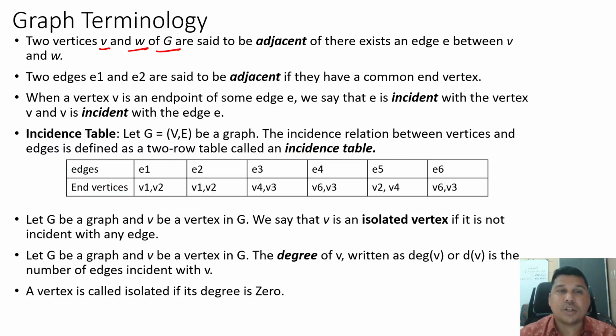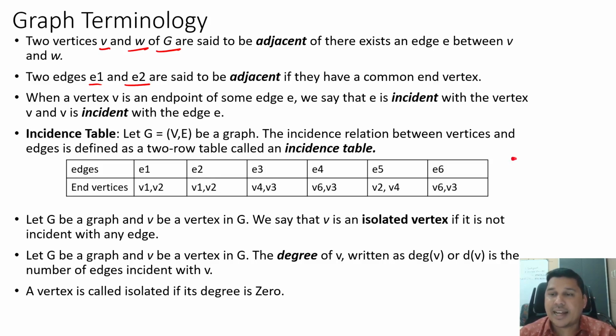So, the concept is about adjacent. Two vertices are called adjacent if there exists at least one edge between those two vertices. In the same way, we have adjacent edges. E1 and E2 are two edges, and they are called adjacent edges if there is at least one common vertex for both of them.